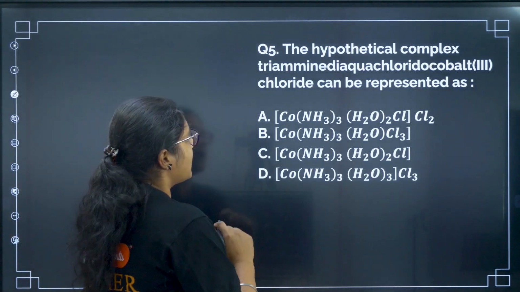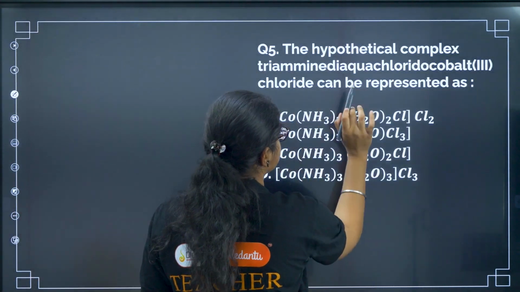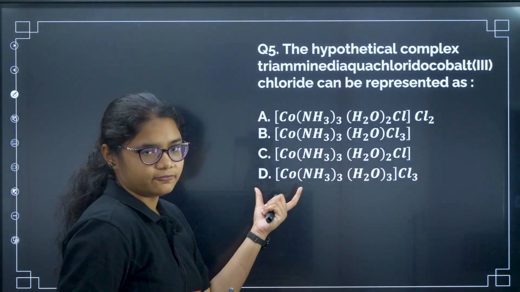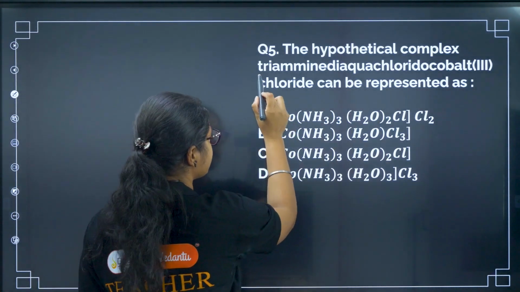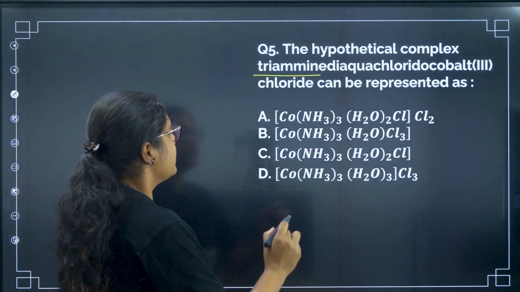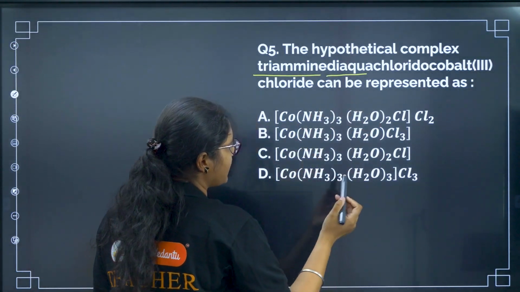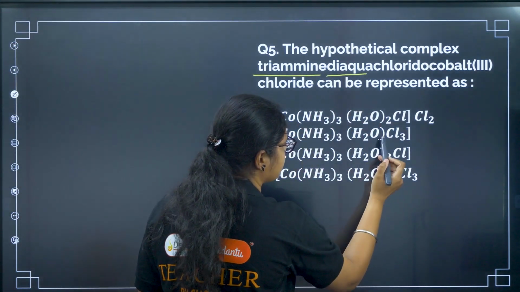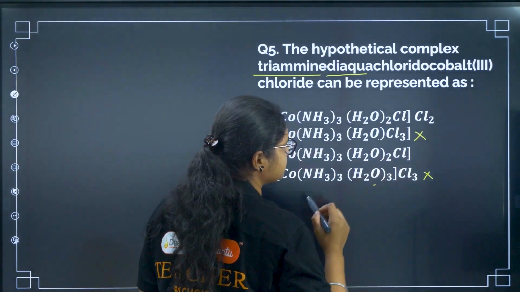Next question. The hypothetical complex is given. We have to find out the formula. First of all, we'll check triammine, right? There should be 3 ammine. So all the options have 3 ammine. Next, it is diaqua, so 2 aqua groups are there. Here there is 3 and here there is 1. So we can eliminate these 2 options.